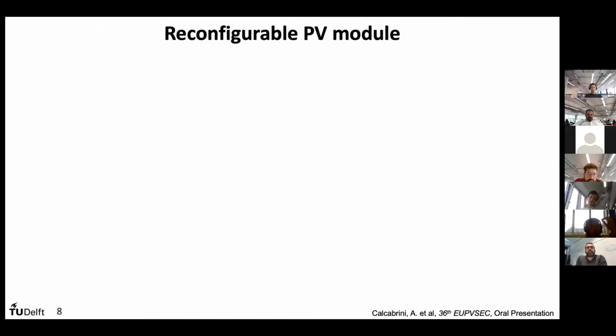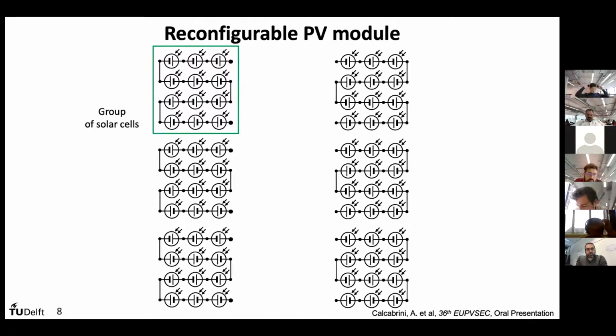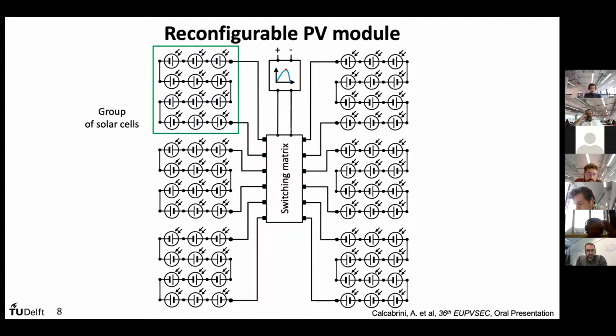Our idea is to be able to switch between series and parallel configuration of modules according to the shading conditions. So instead of having all the cells in series, we can group the cells as shown here. Then we can have a switching matrix that allows us to reconfigure the module. When the module is operating in uniform conditions, so all the cells are under the same irradiation, we can still extract maximum power by means of a series connection. On the other hand, if some of these cells are shaded, we can pass to a parallel connection and still be able to extract as much power as possible.